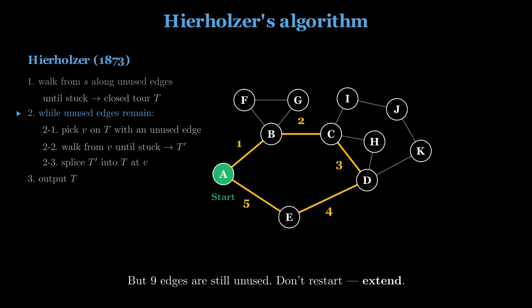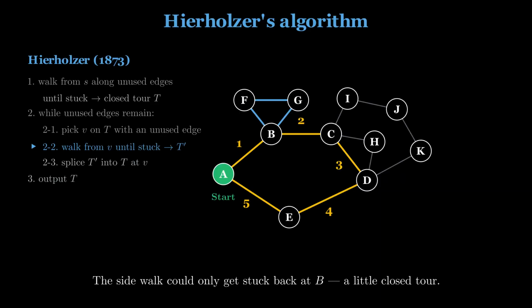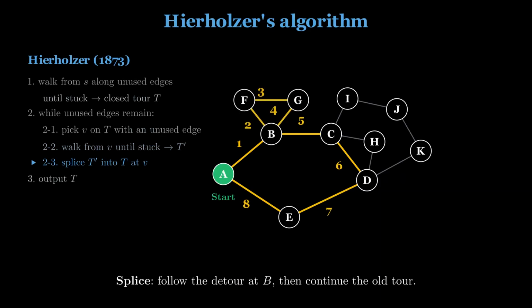The algorithm does not restart. It extends the tour. B lies on our tour and still has unused edges. So we take a detour from B. By the same parity argument, the sidewalk can only get stuck back at B. It is a little closed tour of its own. Now splice, follow the detour when the tour reaches B, then continue as before. Watch the numbers update.